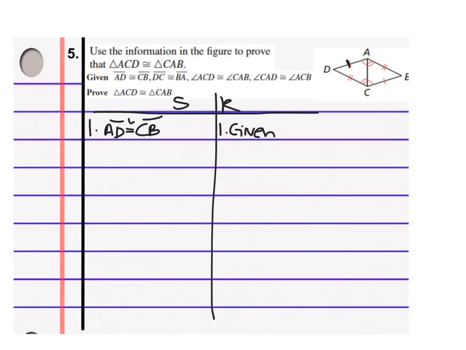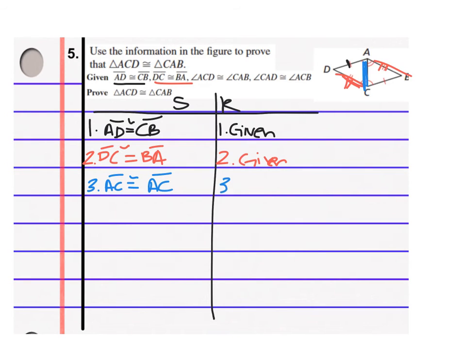And that's given right up here. What else is given to us? DC is congruent to BA. That's given. And that's right here. So I have 2 pairs of sides. For my third side, I have AC. So I'm going to say AC is congruent to AC. And think about from a couple of problems ago, what is the reason? See if you can figure that out. That is the reflexive property. So now I've got all 3 sides.